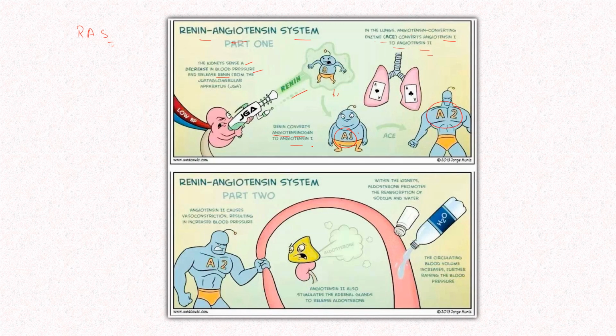Now the second part: angiotensin 2 causes vasoconstriction, resulting in increased blood pressure. Angiotensin 2 also stimulates the adrenal gland to release aldosterone. Within the kidney, aldosterone promotes reabsorption of sodium and water. The circulating blood volume increases, further raising the blood pressure. That is how the renin angiotensin system works.